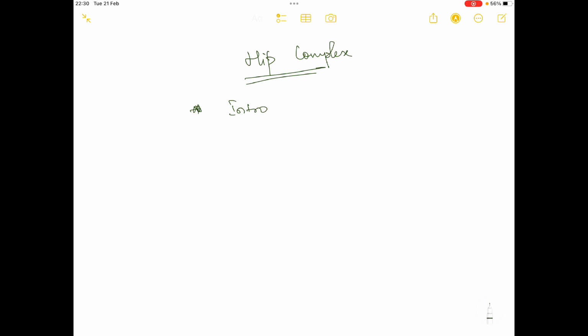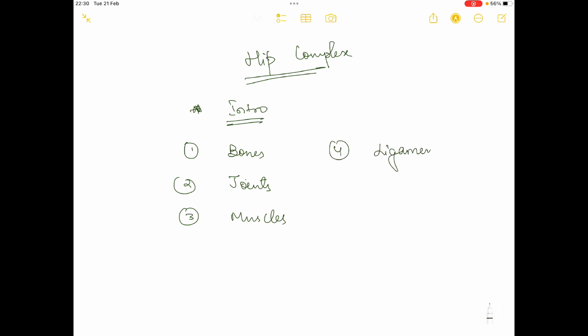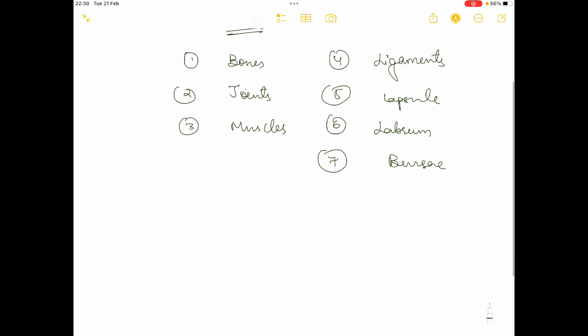In the introduction, we are going to learn about the structures which come under the hip complex. There are a few structures which come under the hip complex, and these are bones, joints, muscles, ligaments, capsule, labrum, and the seventh is bursa. Now let's talk about these structures one by one.